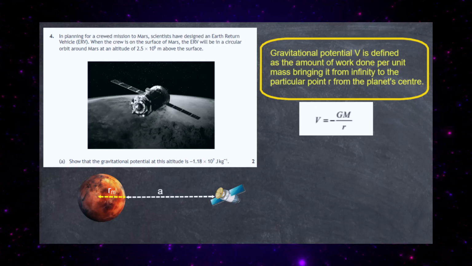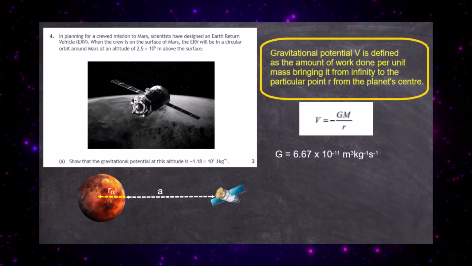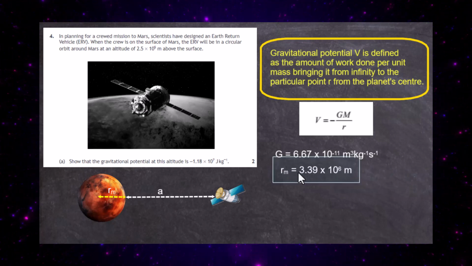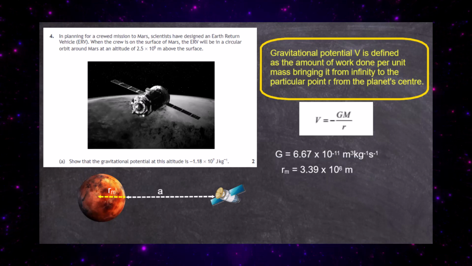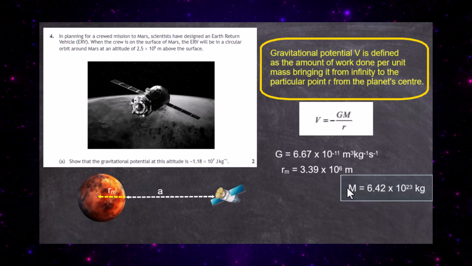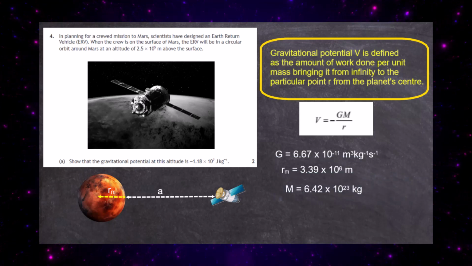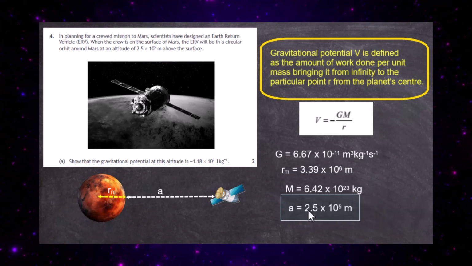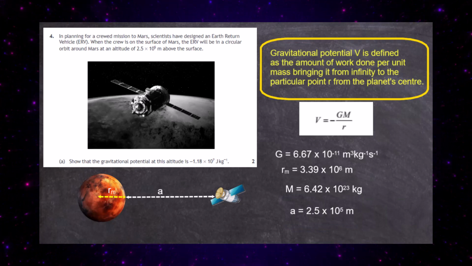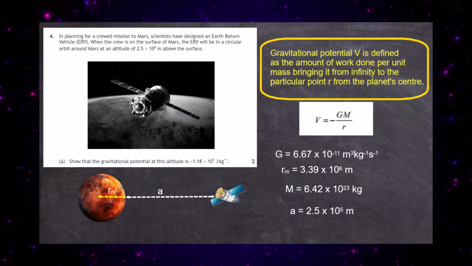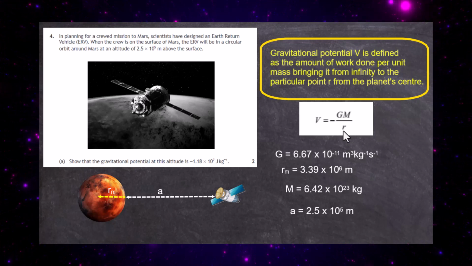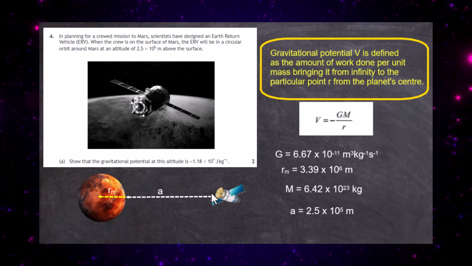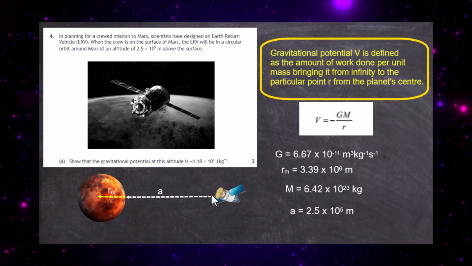Now we know what G is from the data sheet. G is that value there. We know that the radius of Mars is that value there. This is all just given in the question and in the relationship sheet. And the mass of Mars is 6.42 times 10 to the power 23. And we know that the altitude of the ERV is 2.5 times 10 to the power 5 metres above the surface. It's very important to note that this R here is actually the radius of Mars plus the altitude of the ERV. That's the definition of what R is here.